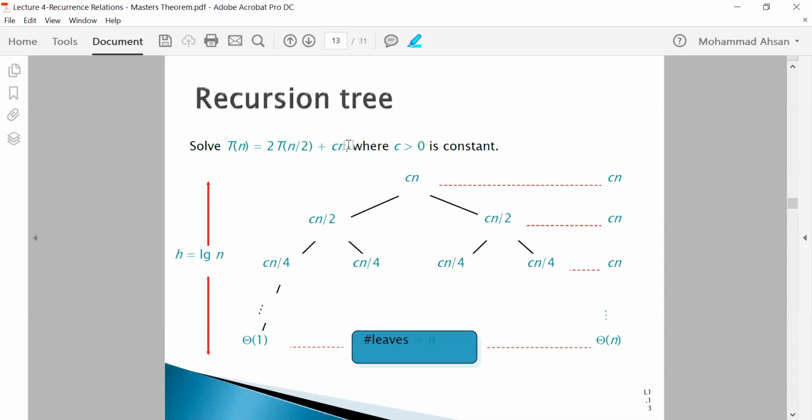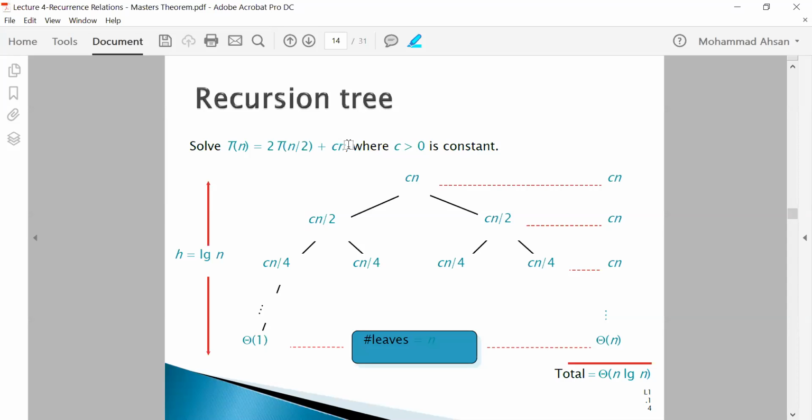And how many leaf nodes will you have? If you have 10 elements in merge sort, when you get down to the leaf level, you will have, obviously, 10 leaf nodes. So there are n leaf nodes, and the work that you do, each leaf node is 1, there are n leaf nodes. So what they've written is theta n, it is again n.